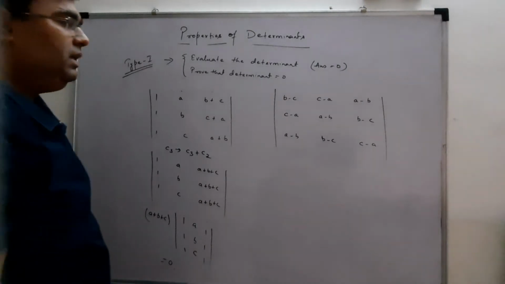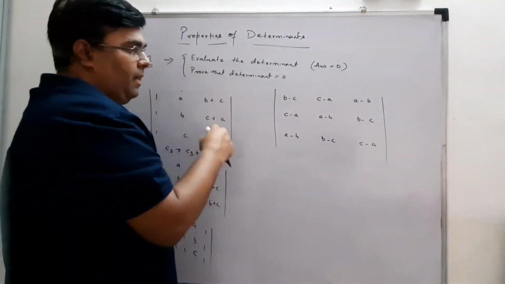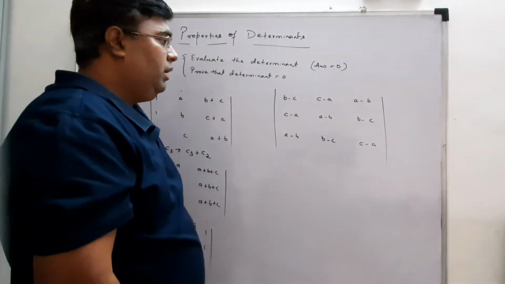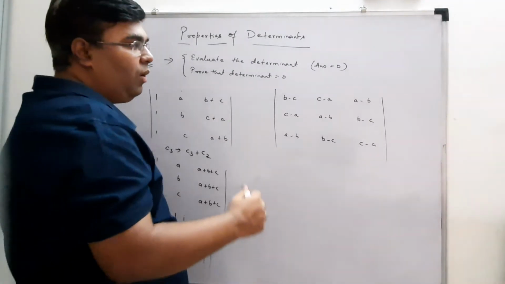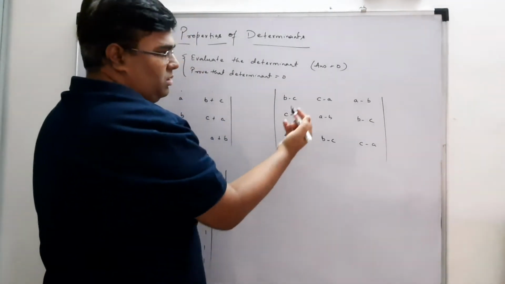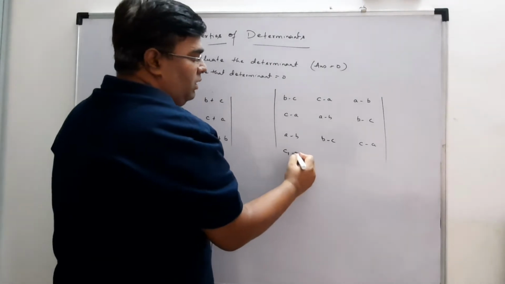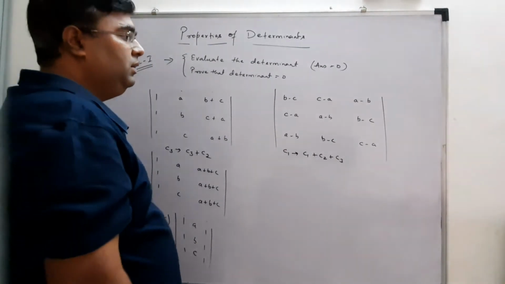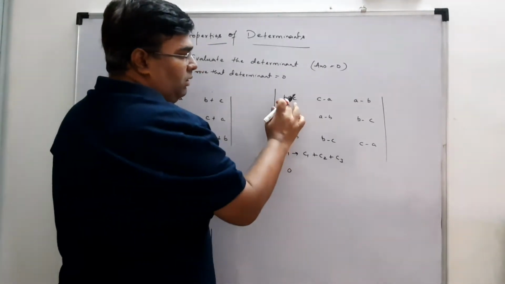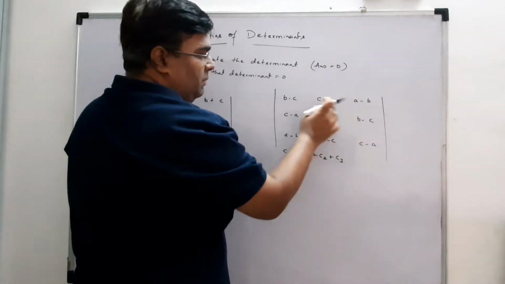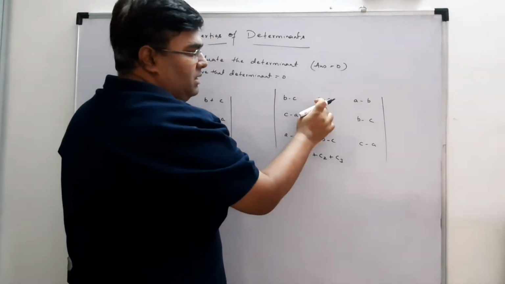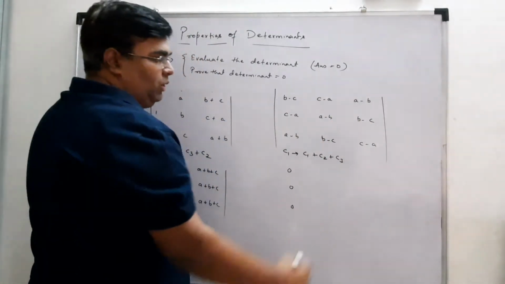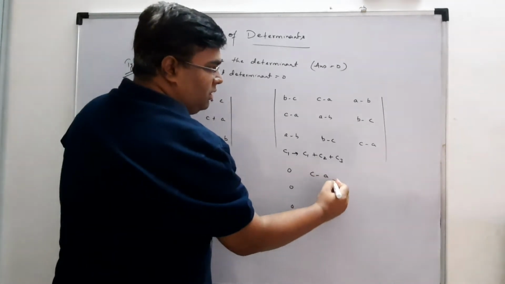Let us see. In this case, this is the determinant: b minus c, c minus a, a minus b, and so on. Here, what we can do is add all the columns, or all the rows. Suppose I do C1 becomes C1 plus C2 plus C3. It will become b minus c plus c minus a plus a minus b. Here b minus b cancels, minus c plus c cancels, minus a plus a cancels, so it will be 0. Similarly, my other two elements will also be 0.